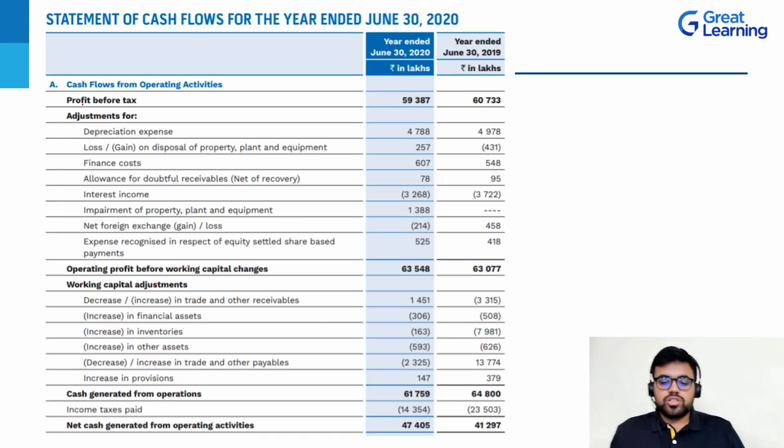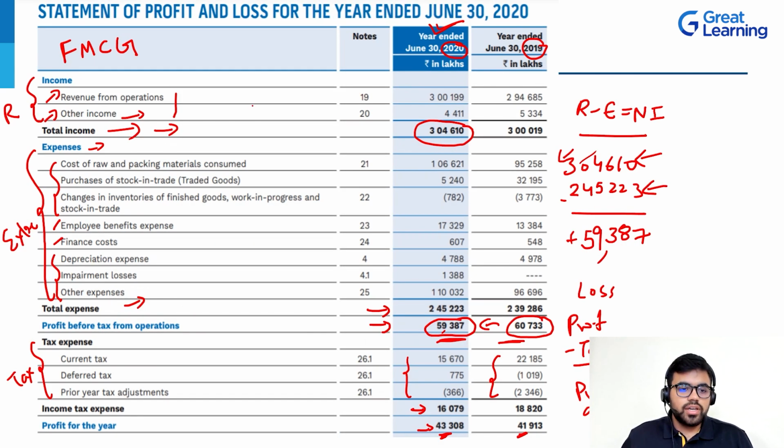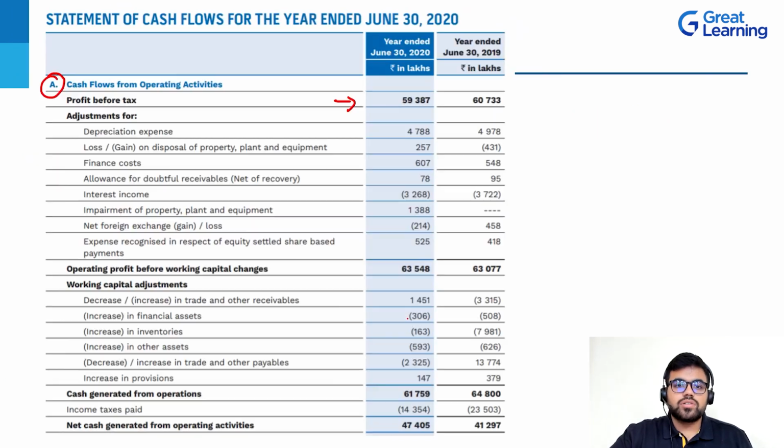As mentioned before, it has primarily three types of cash flows. First is the A part, that is cash flow from operating activities. Now we have seen in the income statement that profit before tax. So it is the same value. Let's check. In the income statement, we had this profit before tax from operations, that was 59,387. Here we see that the same amount has been carried forward from the income statement to the cash flow, 59,387. Now there are certain adjustments that are made.